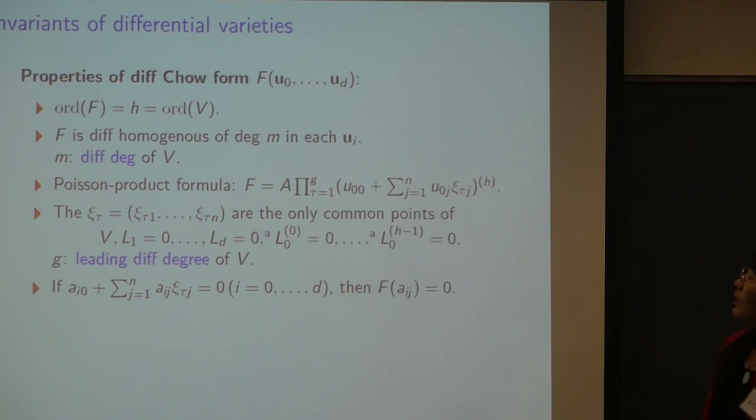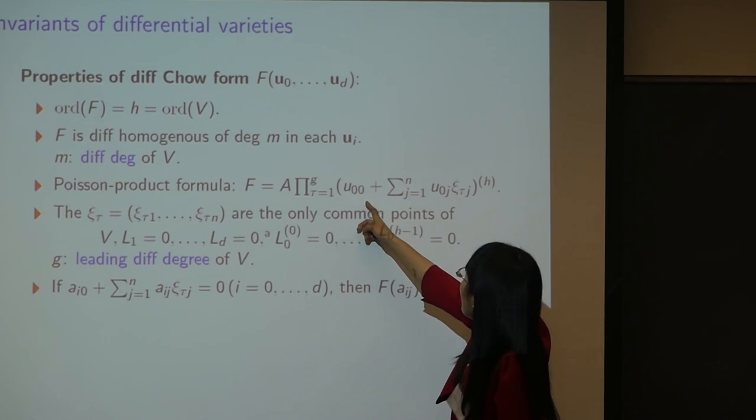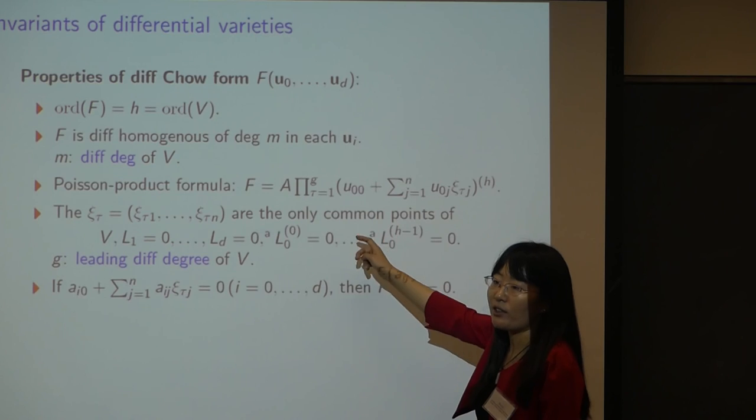For example, the order of the differential Chow form is equal to the order of the variety itself. And we also saw that the differential Chow form is differentially homogeneous of the same degree in the coefficients of each hyperplane. And we defined this homogeneous degree to be the differential degree of this variety. And also we gave the Poisson product formula. So the differential Chow form can be factorized as the linear combination of the product of linear factors.